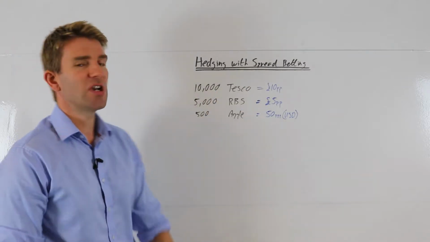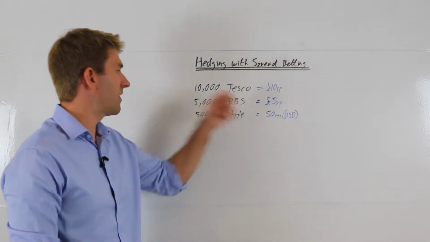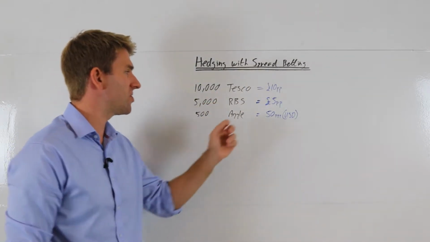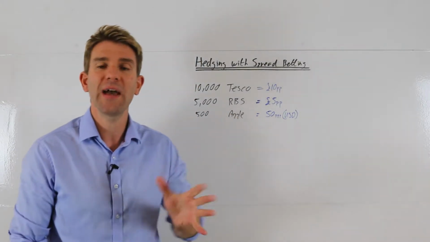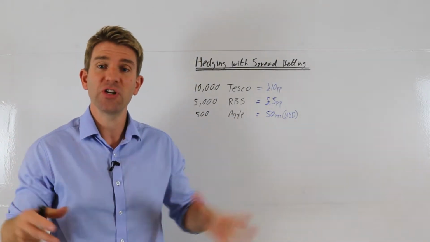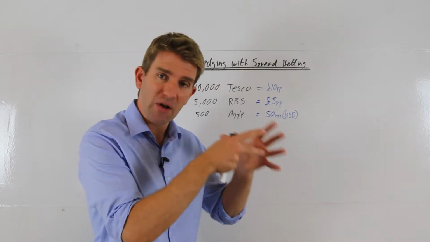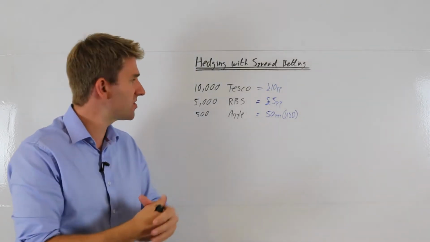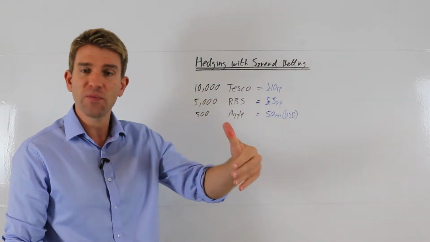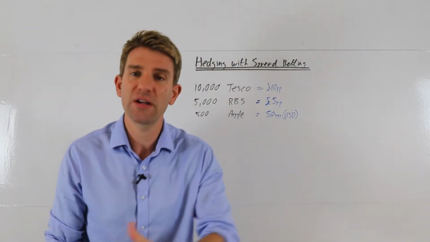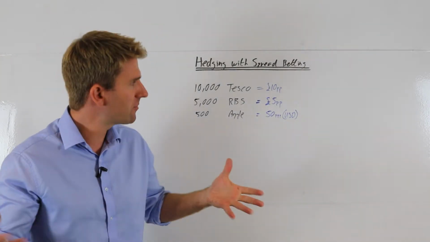So we've got 10,000 shares of Tesco's in our portfolio, 5,000 shares of RBS, and 500 shares of Apple, for example. How would we hedge this? With individual hedging, we would isolate and strip out the actual stock or share itself. So let's say we felt that supermarkets were overdone and we thought they were going to have a struggling time over the next 6 months for whatever reason.